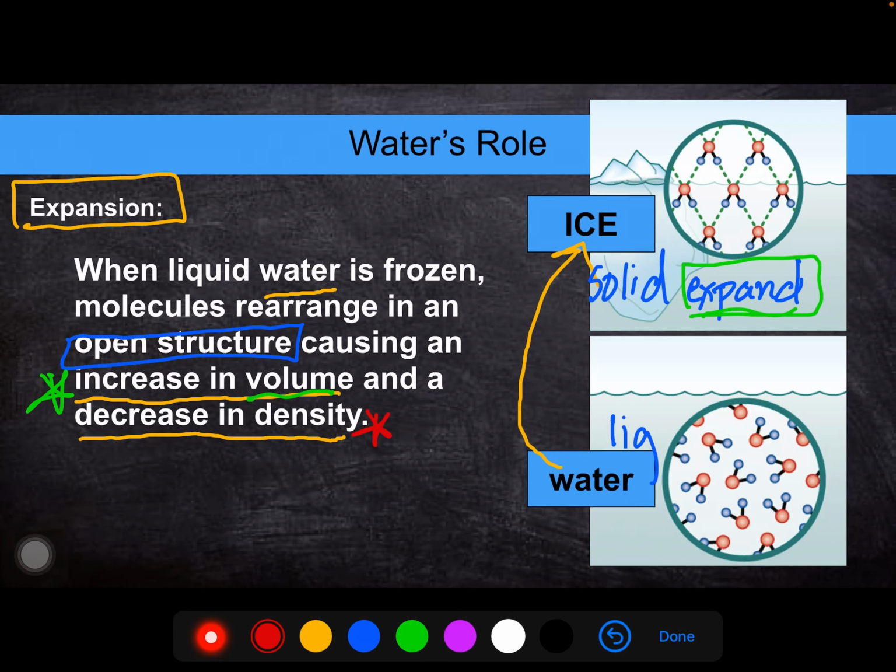And same thing with density. Density is how compact particles are. A more dense substance has more compact particles and will therefore sink. A less dense substance has particles spread out and it will therefore float. So when we think about the liquid water compared to the solid ice, we notice they're more spread out in the ice, which is very unusual for a solid. But because, again, those particles expand and go into this open structure form when it freezes, the solid becomes less dense, and that's why we see ice floating on the surfaces.